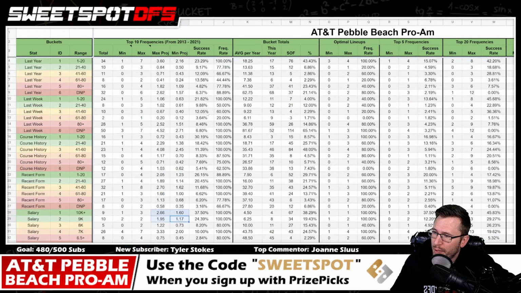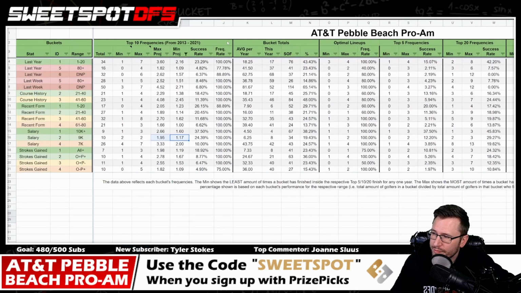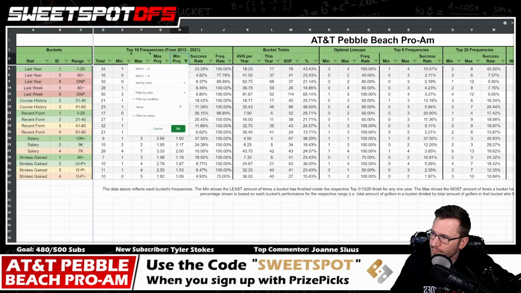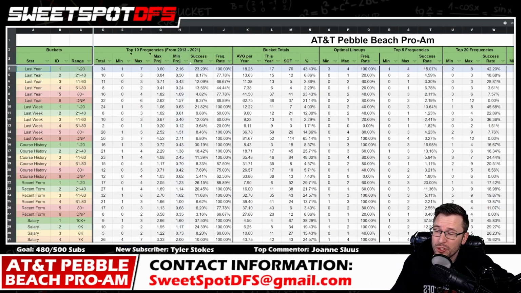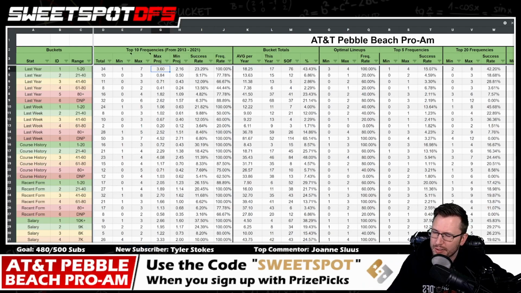So let's go ahead and pull up the bucket system for this week. Just a reminder of how we read this page. We are looking at our minimum projection, and we round down whatever number is in there. So 2.16 for our last year ones rounds down to 2, and 3.6 rounds up to 4. So the real projection would be 2 to 4. That's how we do this. If this was 2.99, it still gets rounded down to 2, and if this was 3.01, we still round that up to 4. So keep that in mind.